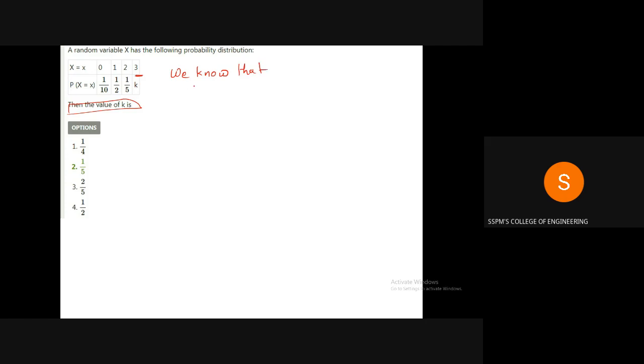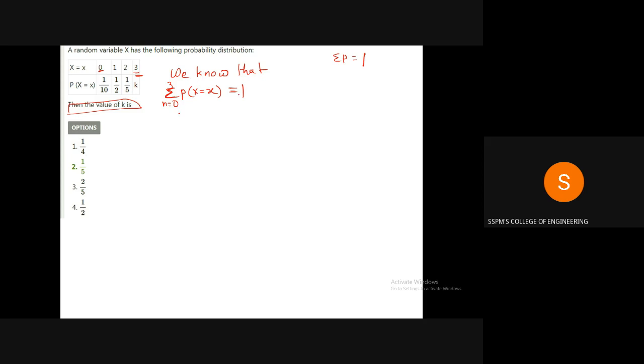A very basic property of probability is that the sum of all the probabilities is always 1. Therefore, we can write this as summation p of x equals 1, for x from 0 to 3. This is the addition of the probabilities, that is the summation. The sum of all the probabilities is always equal to 1. It cannot exceed 1. Okay.